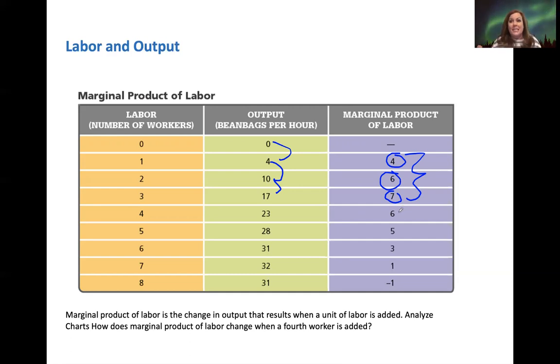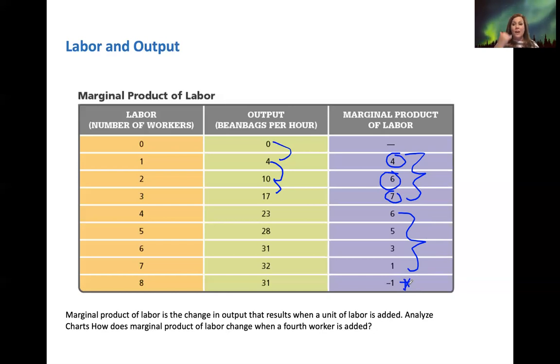I'm still getting 6 though. I'm going to hire this 4th guy. I'm still getting 6 additional bean bags, but it's not as much as it was at 7. And so now you're starting to see I'm diminishing. And this is where I get into, this is bad, negative returns.